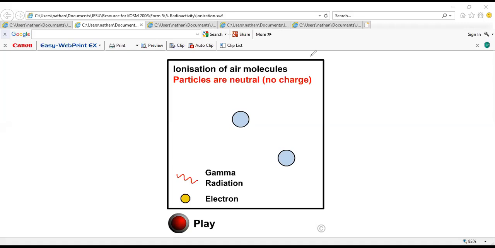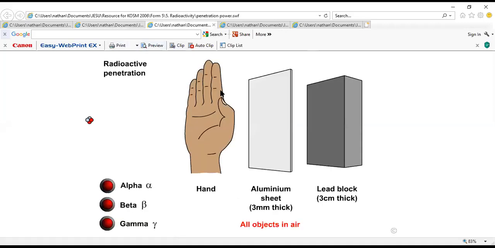Now, usually we use this diagram to show the difference in penetrating power. Sometimes they use your hand, your skin, or sometimes they use paper, then aluminium with 3 mm thickness, and then lead. So look at alpha. Alpha cannot penetrate our skin, so it can be blocked by our skin, and can be blocked by paper also. Whereas beta can penetrate our skin and paper, but can be blocked by aluminium with 3 mm thickness. That is for beta.